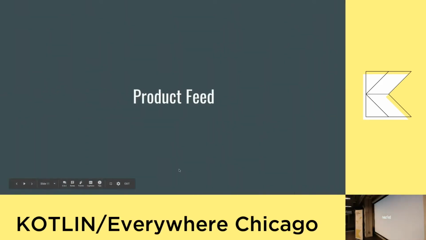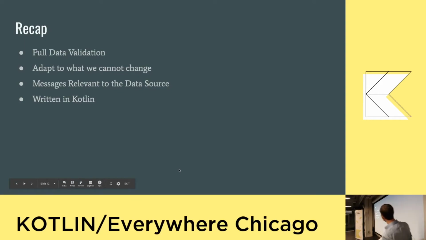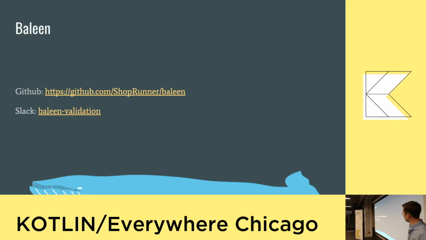Okay, so just to recap, Baleen provides all these best practice features: full data validation, it adapts to what you cannot change, makes the messages relevant to the data source, and of course it is written in Kotlin. And it's open source, so anybody can use it. We also have a Slack channel if you have questions. We're always looking for feedback about ideas, etc. We've actually gotten feedback from the Kotlin user group on the original Baleen DSL, much appreciated, and that came back into the system.